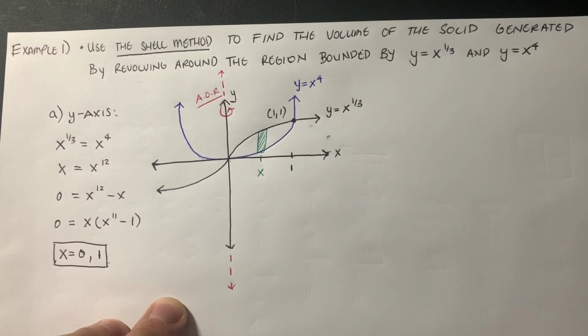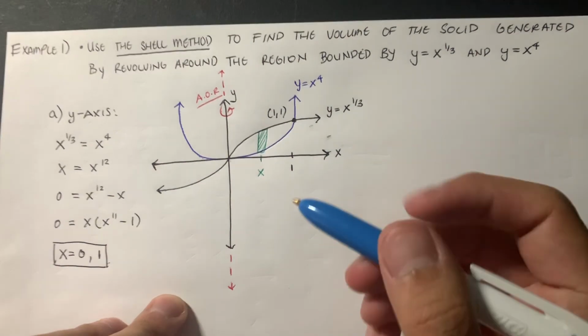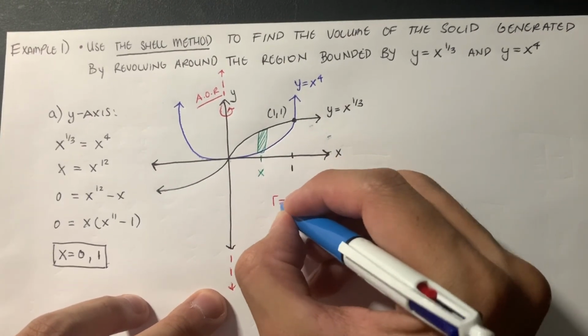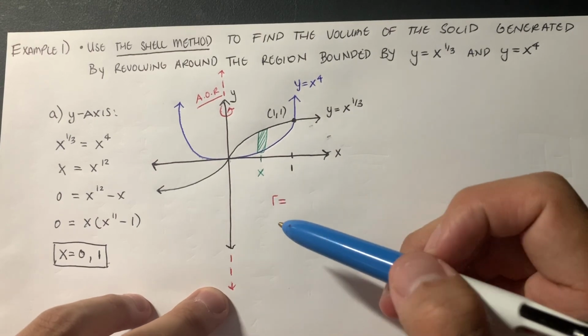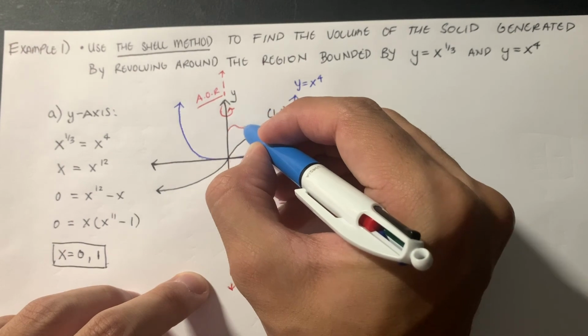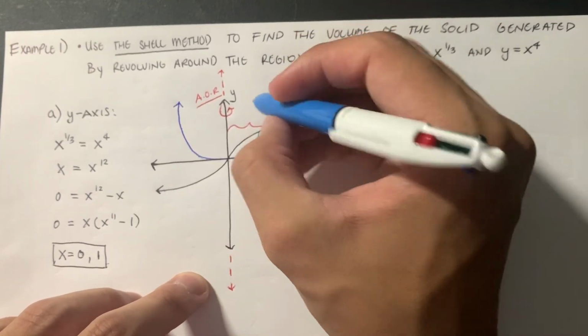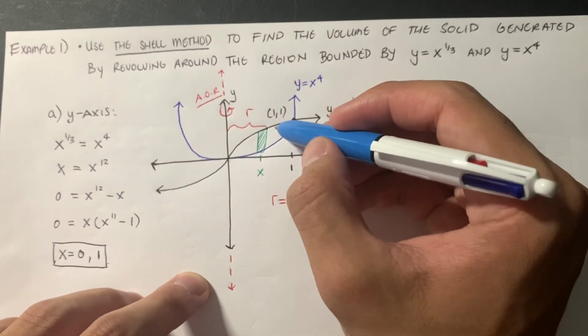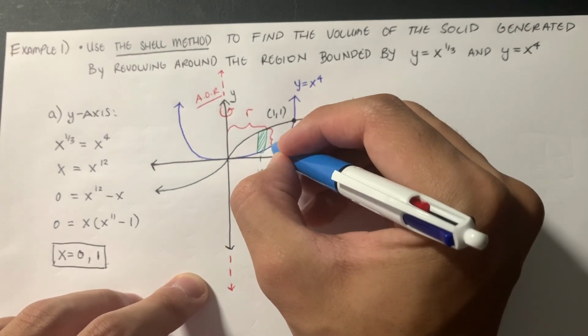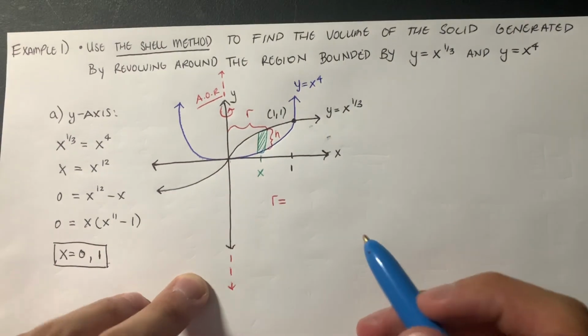Now to determine where our r and h is going to be. So remember what r is. R is equal to the distance from the axis of rotation to the rectangle. So that's going to go ahead and be this distance from right here to right there. And that becomes r. And then this right here is going to be the height of the rectangle. So from right there to right there, it becomes h.